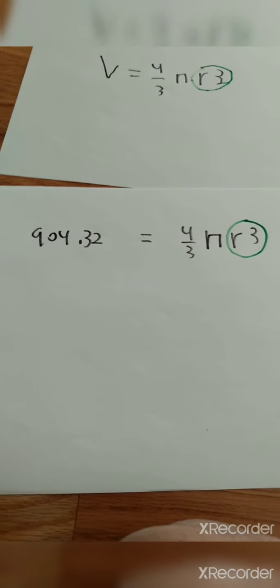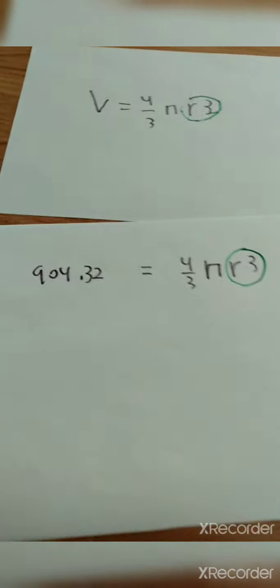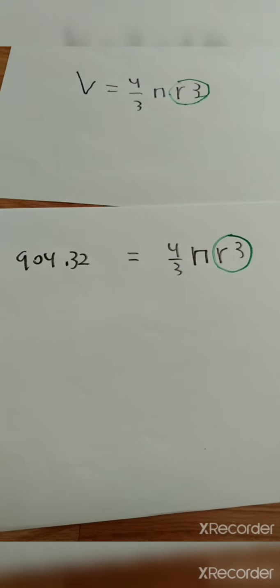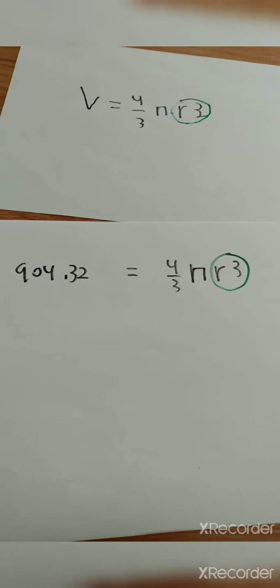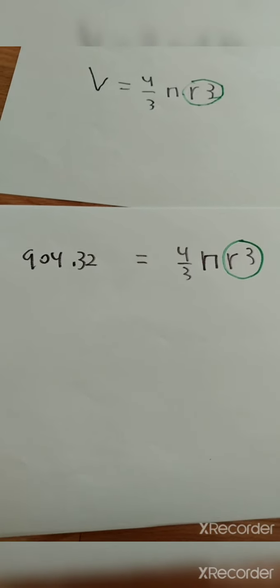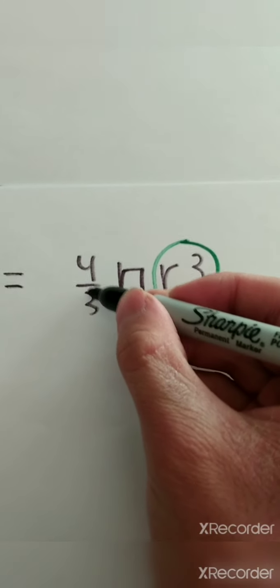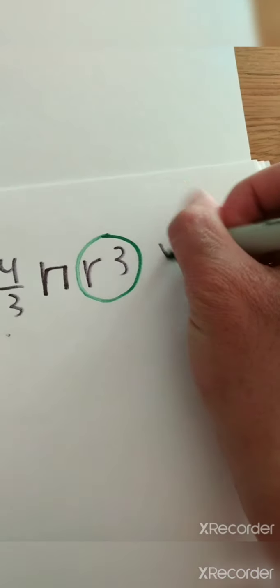So, instead of finding the answer for the volume, we're going to put things in reverse. So, the first step we do will become the last step we do, and the last step we do will become the first step. Like, for example, the last step in the volume of a sphere is to divide by 3. Since we're in reverse, we're going to have to multiply by 3. And multiply this by 3.